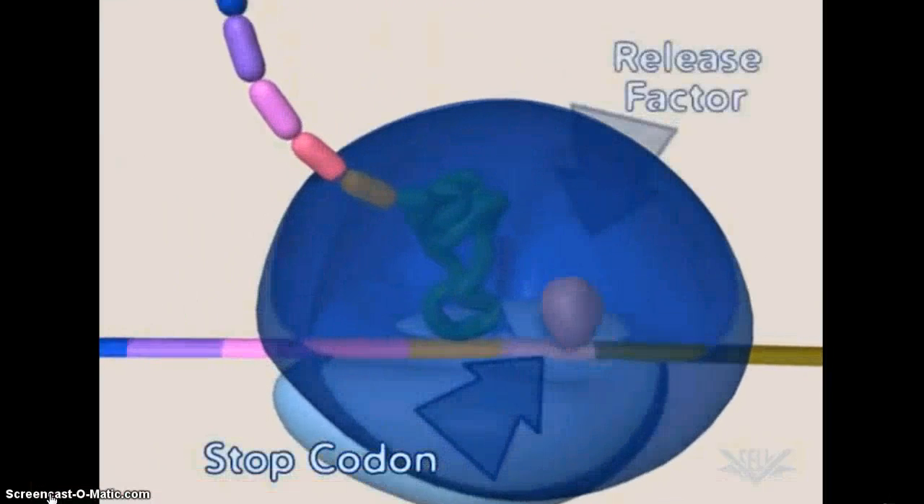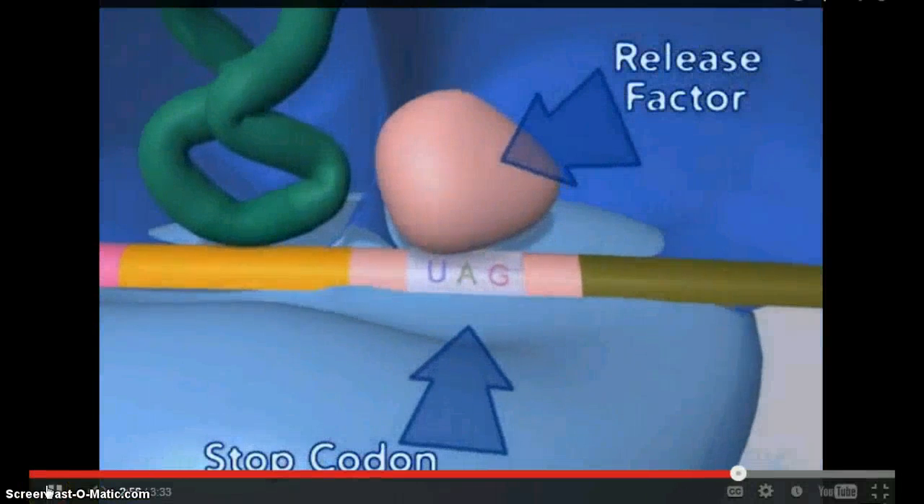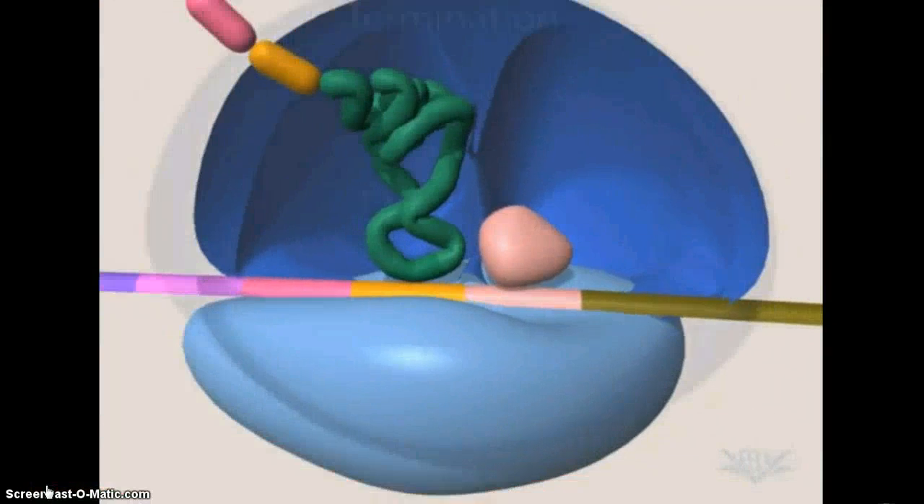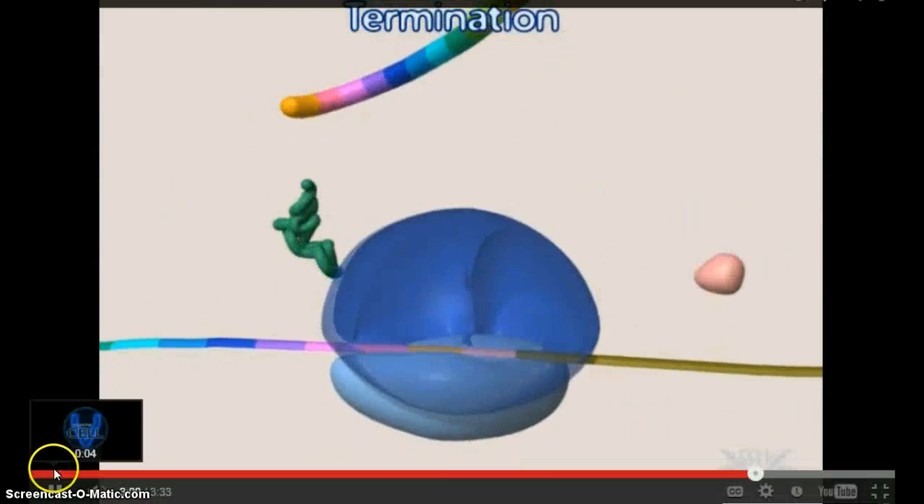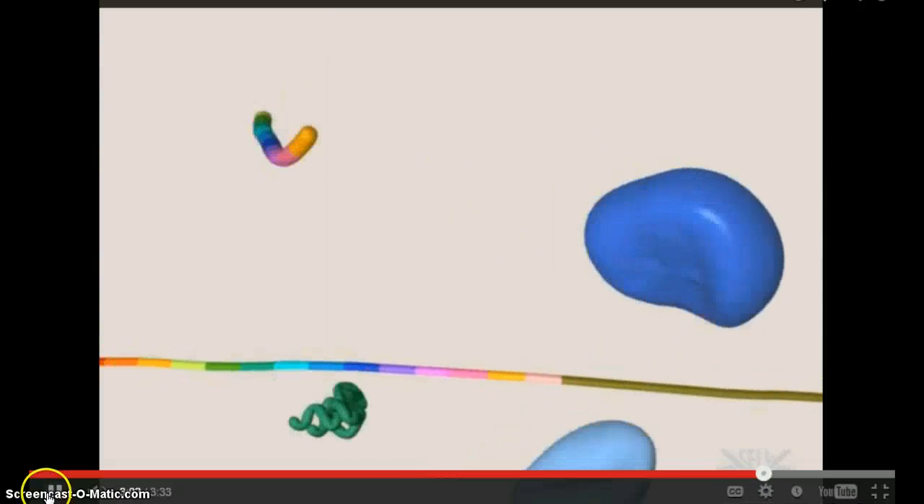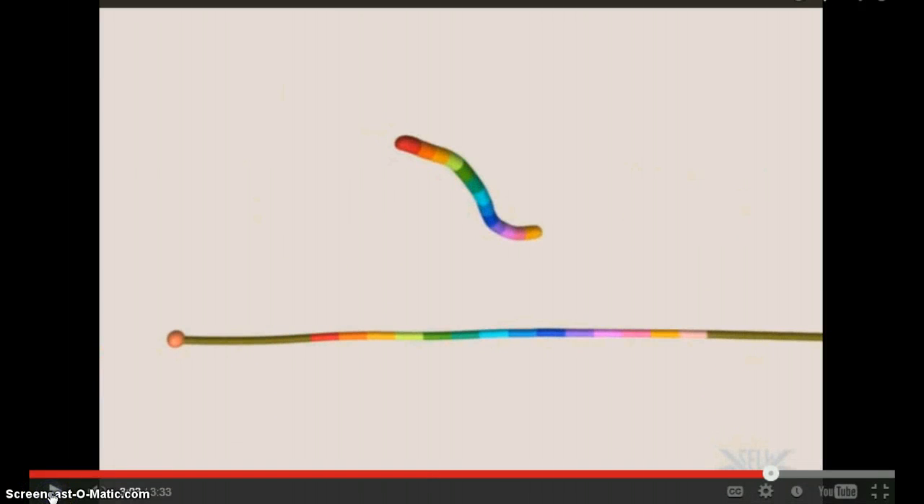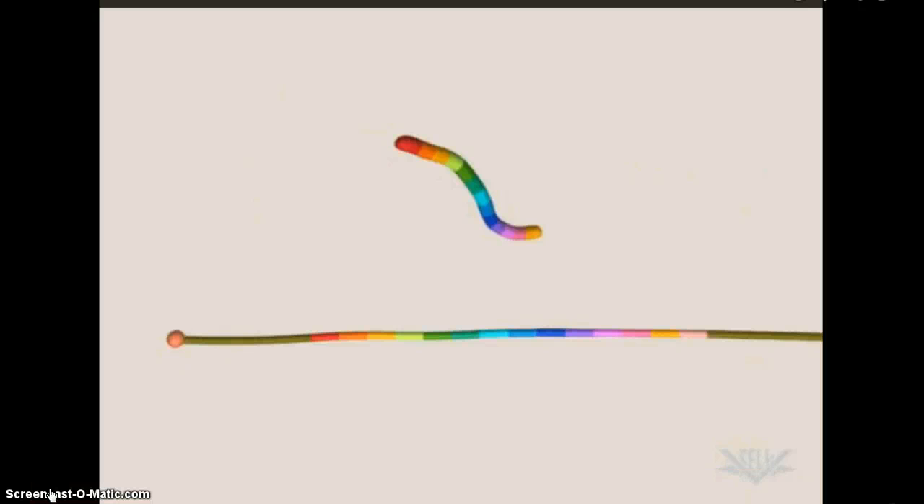When a stop codon is encountered in the A site, a release factor enters the A site and translation is terminated. When termination is reached, the ribosome dissociates. So now I have the mRNA, and if you notice the mRNA that's on the bottom, that's made up of RNA, it actually translated to create a protein that more or less exactly matches what the mRNA had.